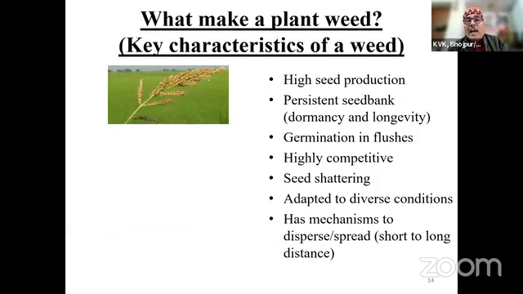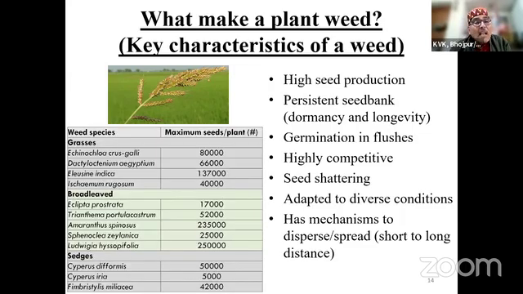Key characteristics of a weed: high seed production, persistent seed bank, high dormancy and longevity, germination in flushes, highly competitive, seed shattering, adaptive to diverse conditions, with mechanisms to disperse and spread short to long distances. These are the weed species having many seeds per plant, such as Echinochloa crus-galli and Dactyloctenium. It is very apparent that thousands and thousands of seeds are produced per plant. So even one or two plants in our field can mean a high population of weeds in our field the next year.